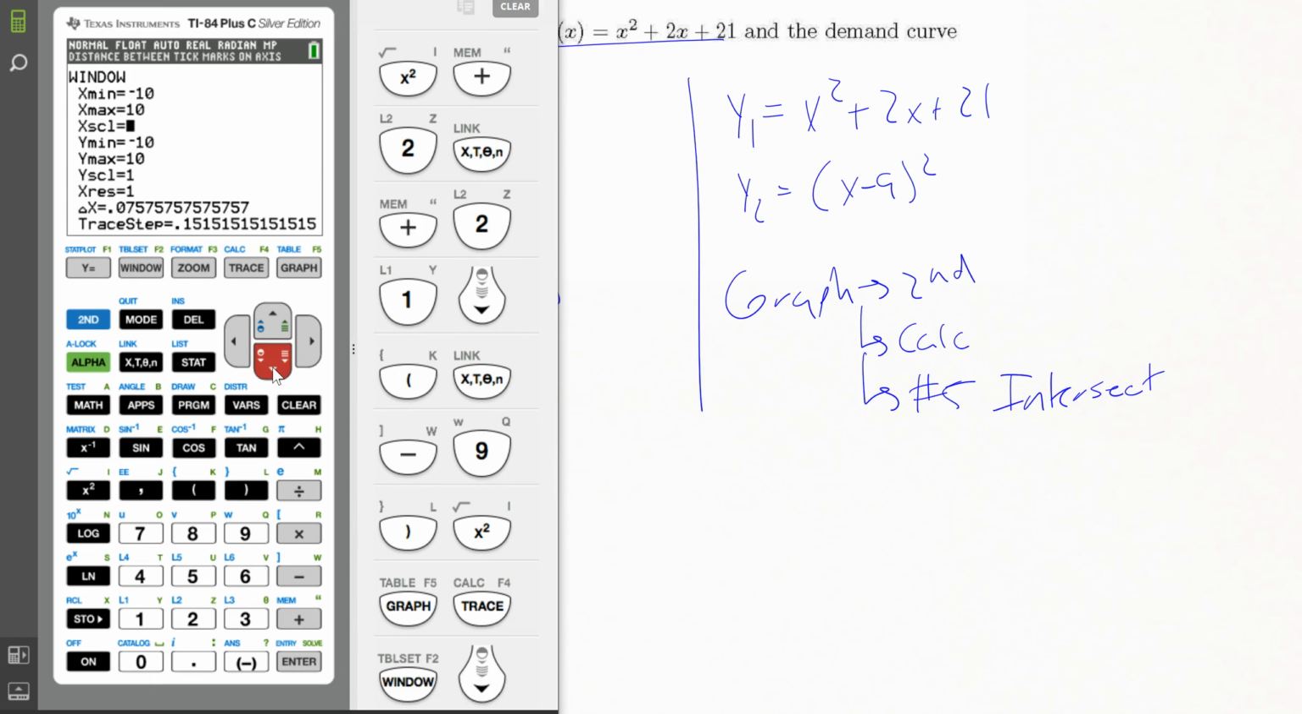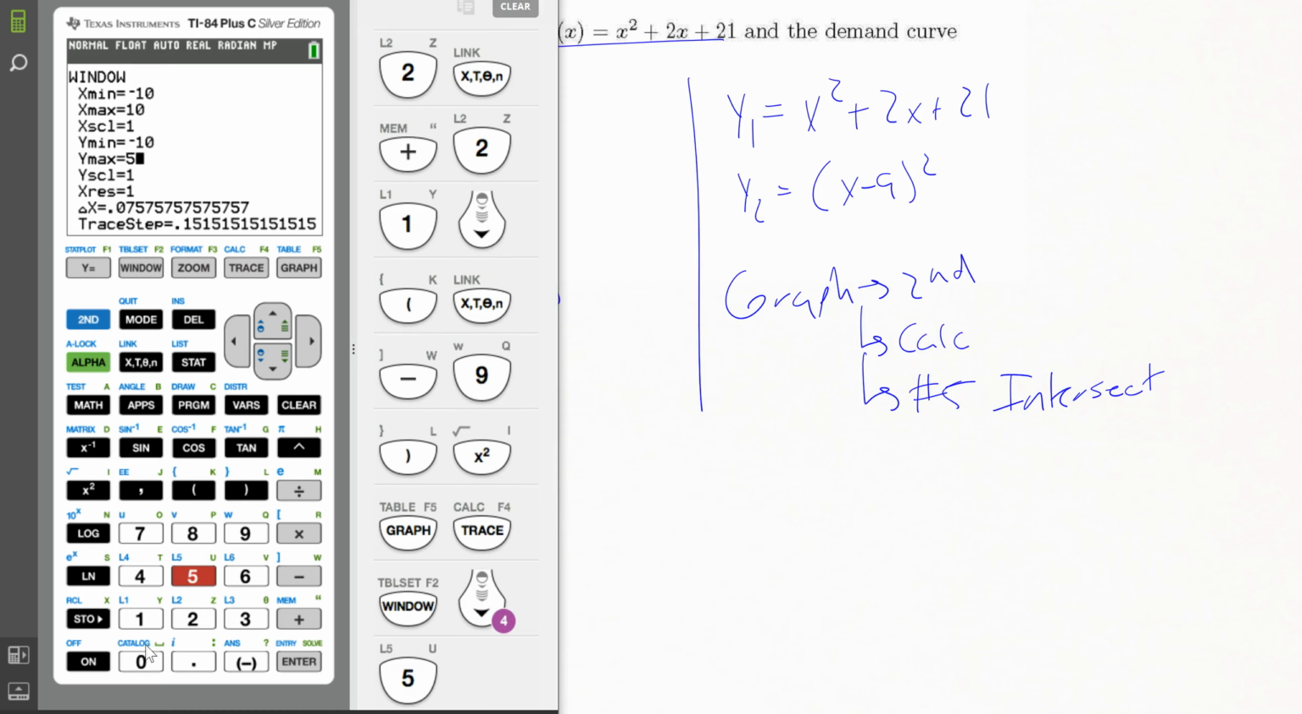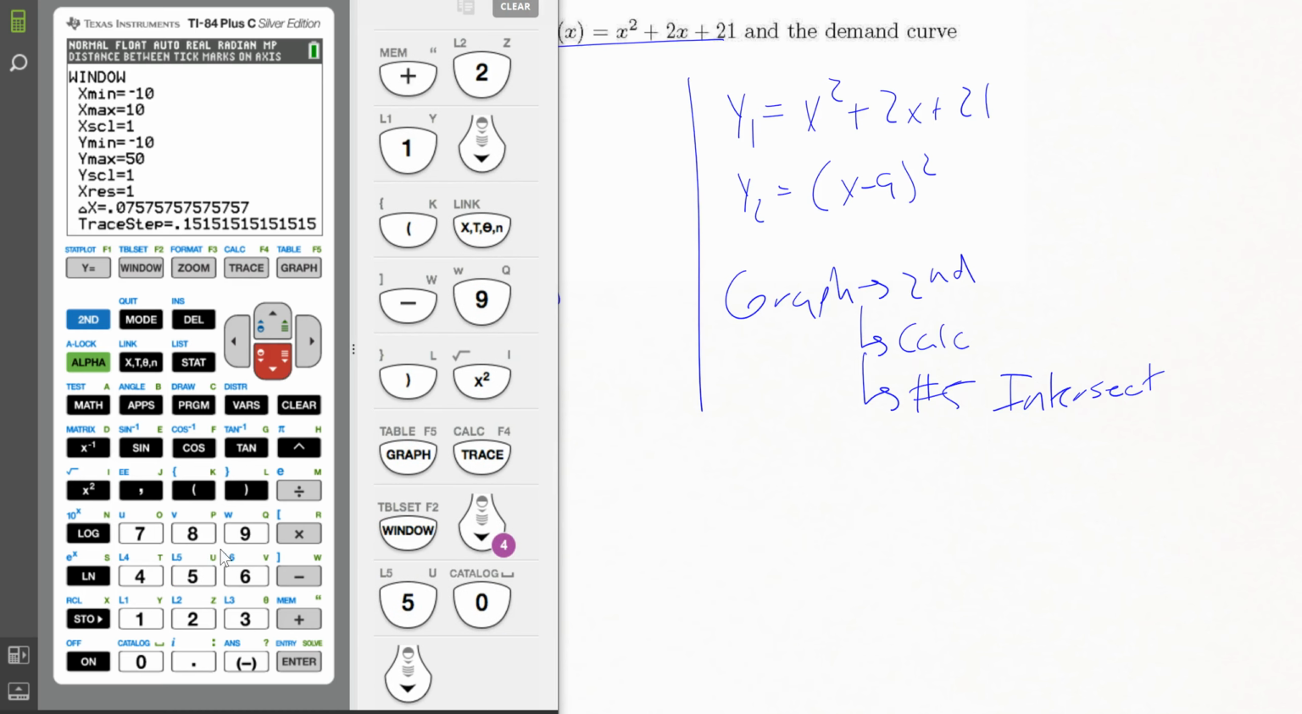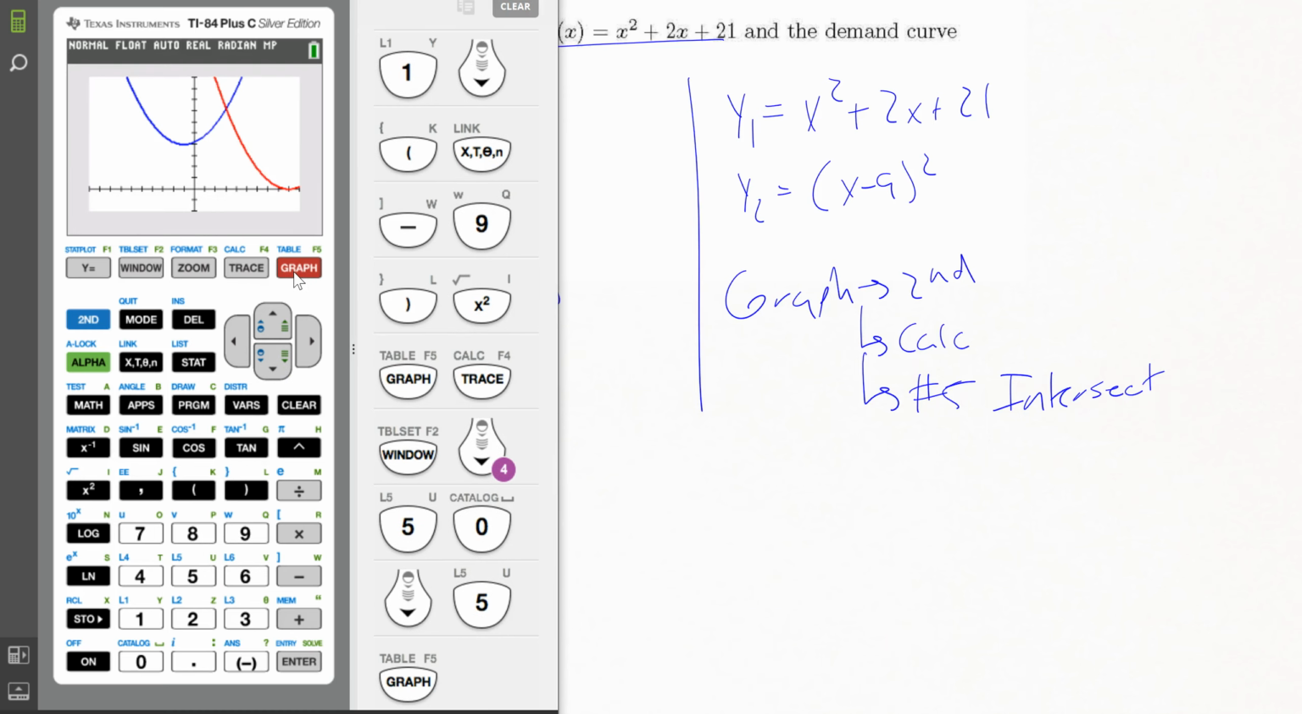So whenever I do this, I don't really want to mess around with this a whole bunch. So I would just kind of double that number. So I'm going to put my y max up to 50 right now. And then we'll graph that. And now you can see there it is right in the middle there. That's where the red and the blue graph are intersecting each other.